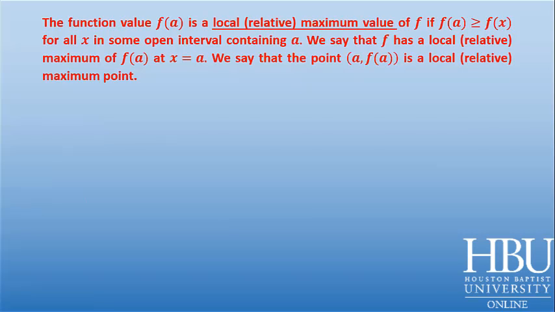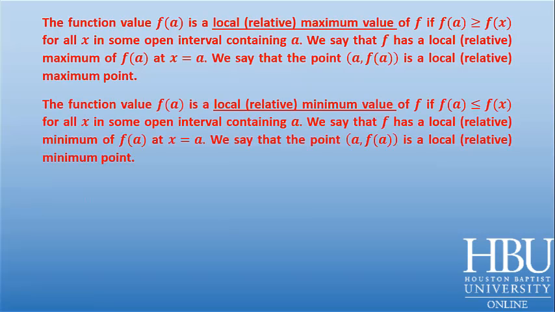Local minimum is defined similarly. The function value f of a is a local or relative minimum value of f if f of a is less than or equal to f of x for all x in some open interval containing a. We say that f has a local or relative minimum of f of a at x equals a, and we say that the point (a, f of a) is a local or relative minimum point.